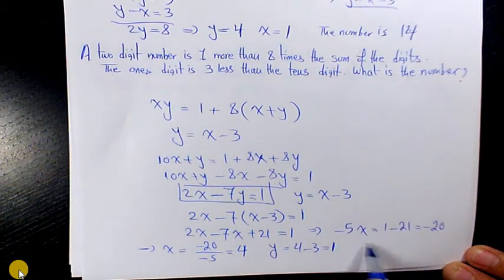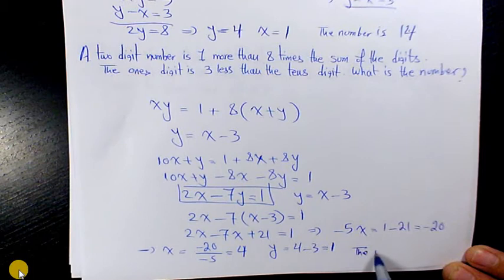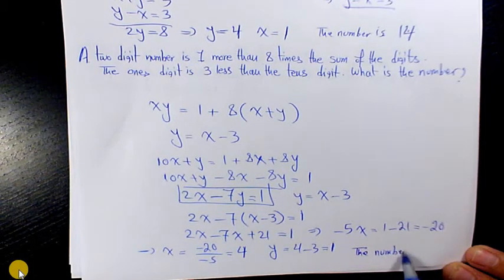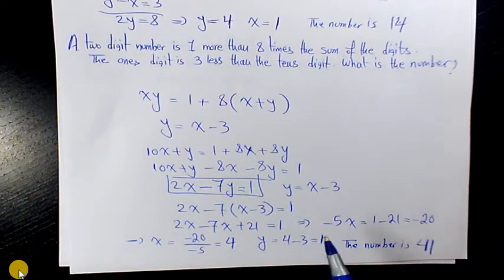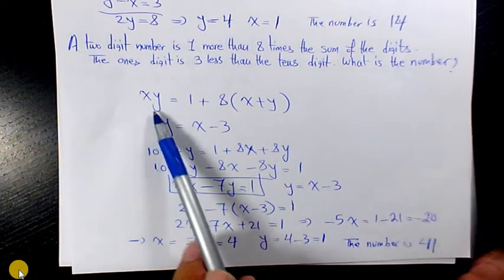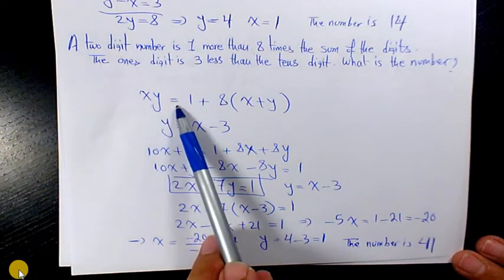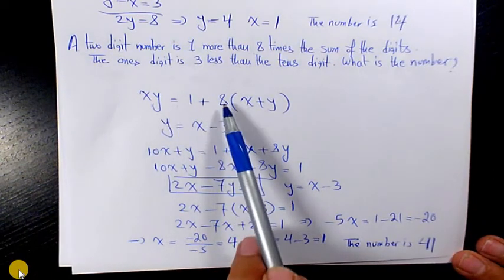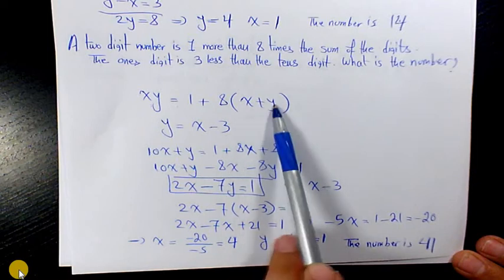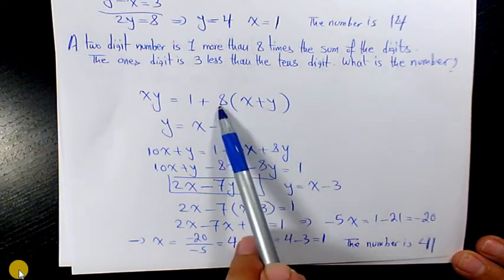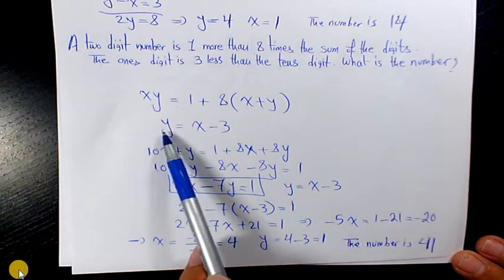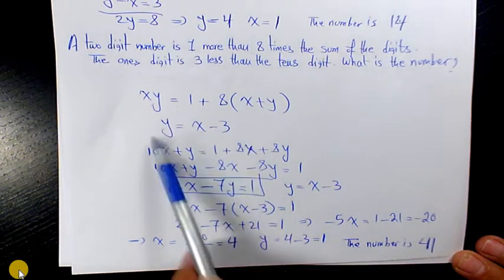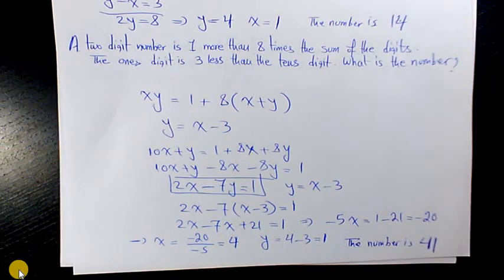So xy, the number, is 41. And that makes sense because if you have 41, it's going to be equal to 1 plus 8 times 4 plus 1. 4 plus 1 is 5 times 8 is 40. 40 plus 1 is going to be 41. And 4 minus 3 is 1. So the number is 41.